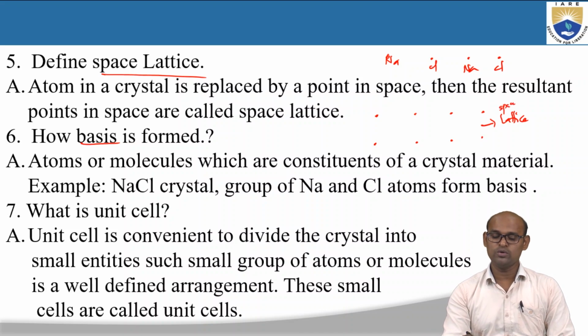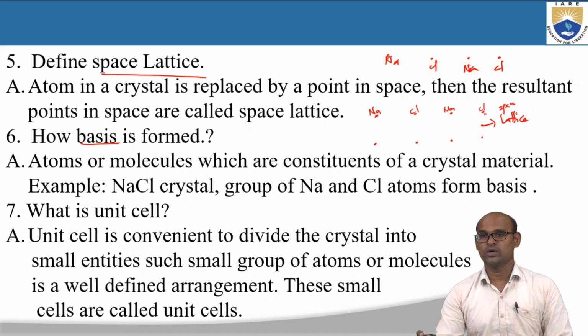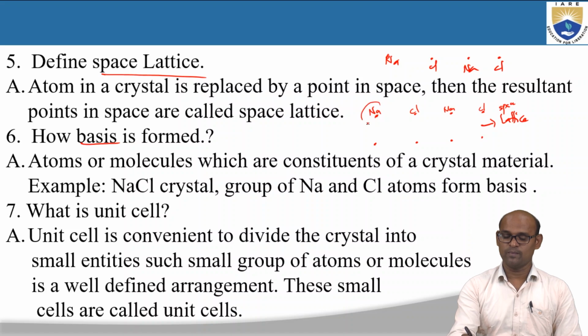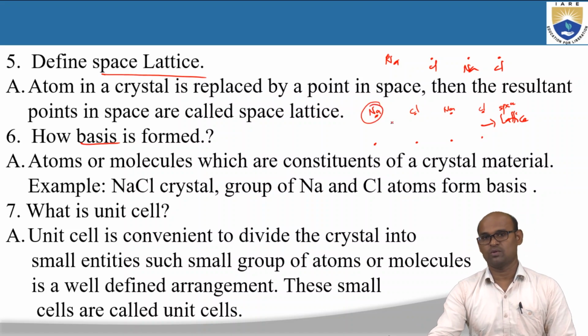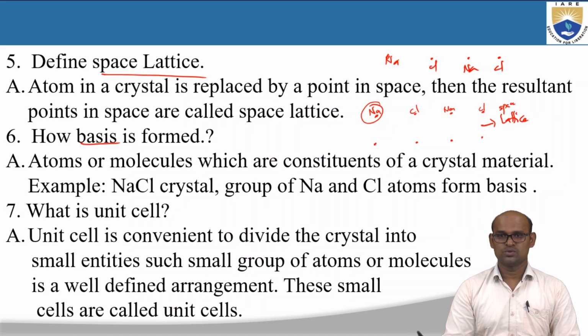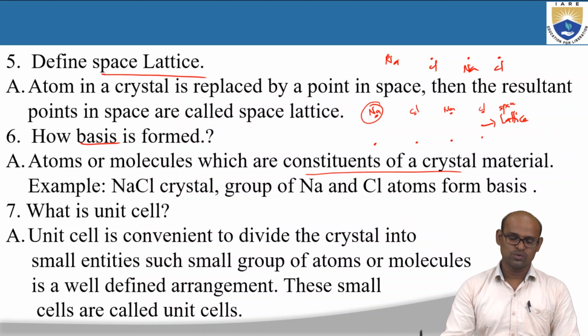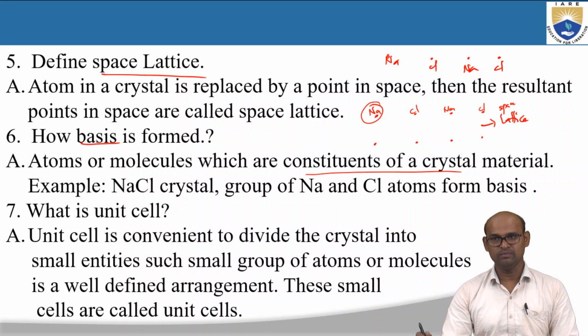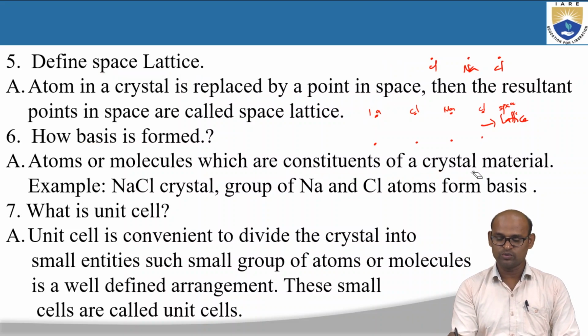Then I want to attach an atom to each lattice point. So I am going to attach a sodium atom here, a chlorine atom here, a sodium atom here, a chlorine atom. That atom or group of atoms attached to each lattice point is called the basis. So these are the constituents of this space lattice. Atoms or molecules, or an atom or a group of atoms attached to each lattice point, is called the basis.